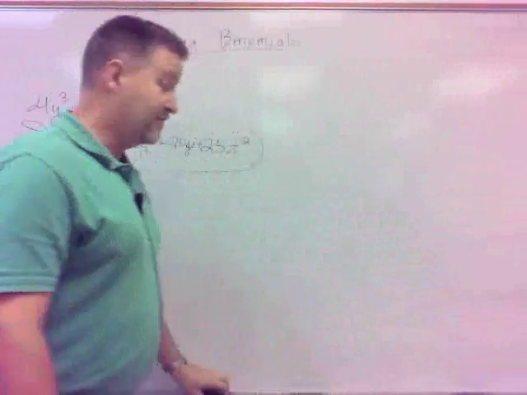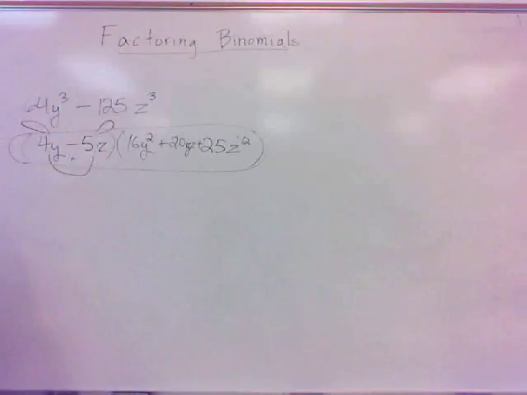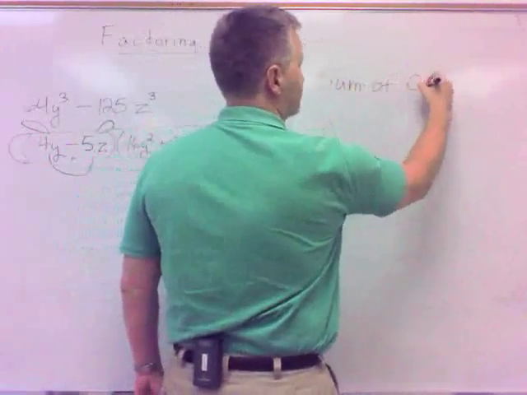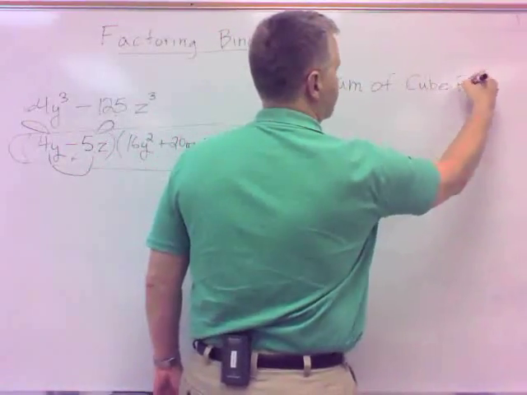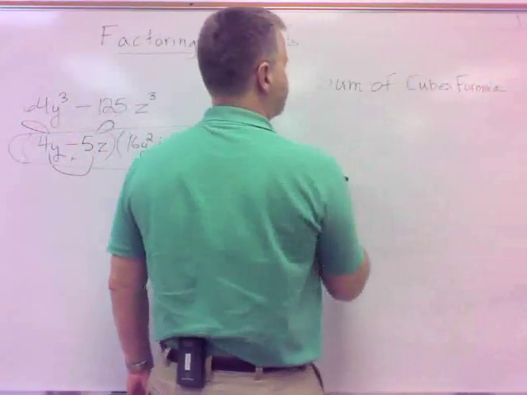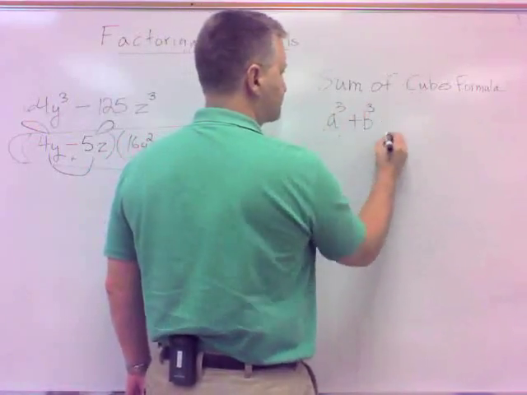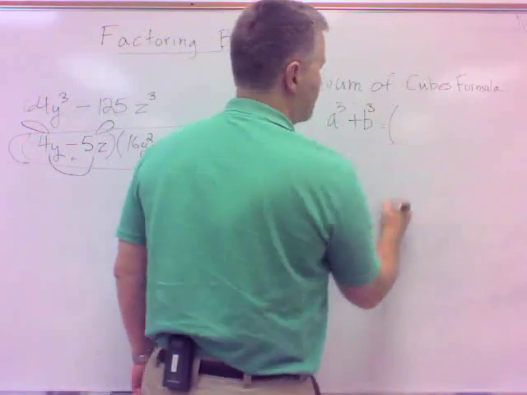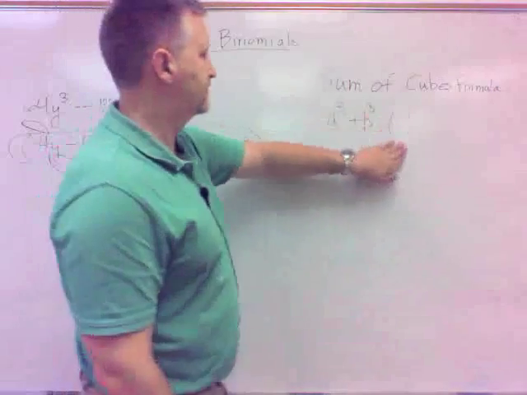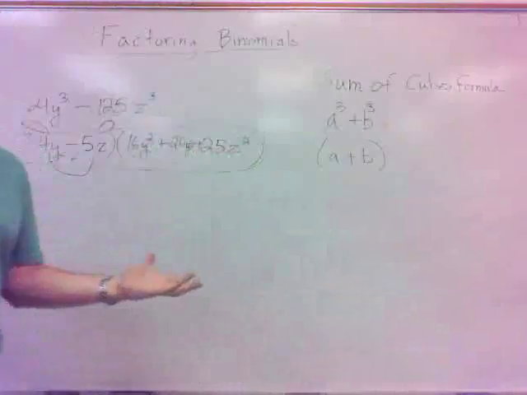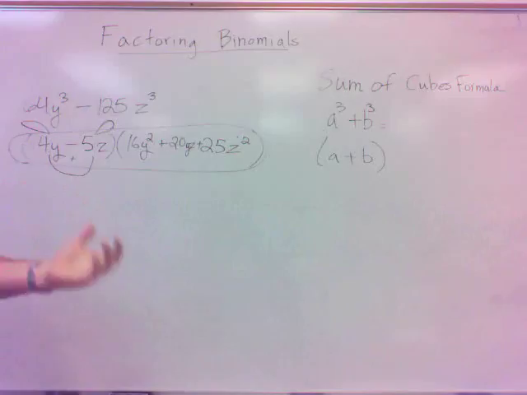Now, come to find out, that's the difference of cubes. The sum of cubes also factors, and it's very similar to the difference of cubes. The sum of cubes formula goes like this. If you have a cubed plus b cubed, then that factors as, I'll write it down here, a plus b. That's similar, isn't it? But instead of a minus b, it's a plus b.